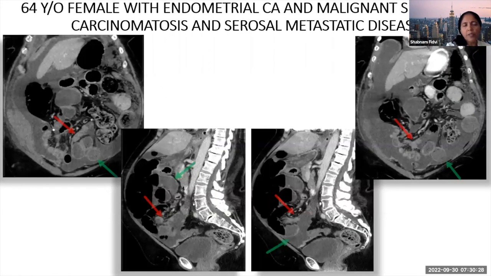This is the same patient with contrast-enhanced axial and sagittal images. Again, the green arrows show proximal small bowel dilatation. The red arrows, the caliber change with mural thickening and enhancement involving the more distal small bowel. And again, this is a malignant small bowel obstruction in this patient due to serosal metastatic disease.